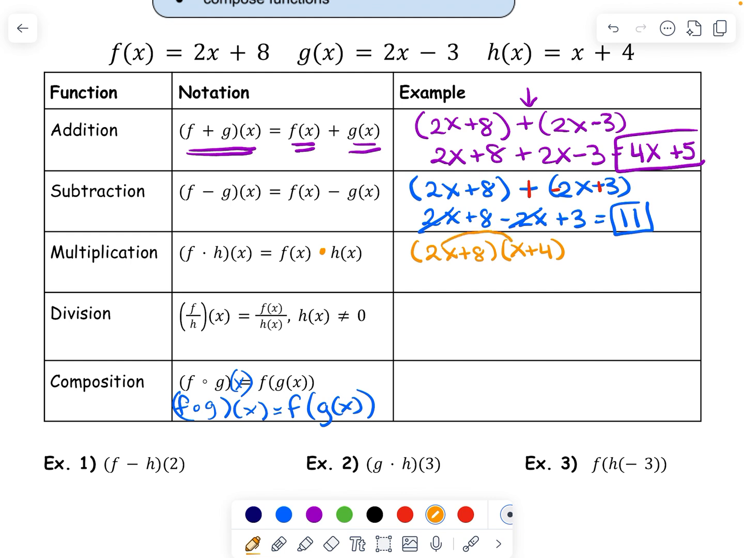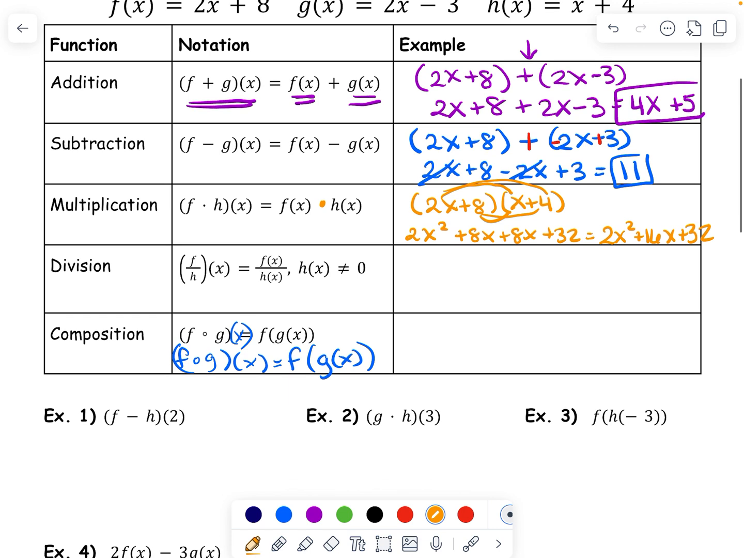So we distribute: 2x squared plus 8x plus 8x plus 32. So this is 2x squared plus 16x plus 32. Okay, this is going to be the answer for that one.